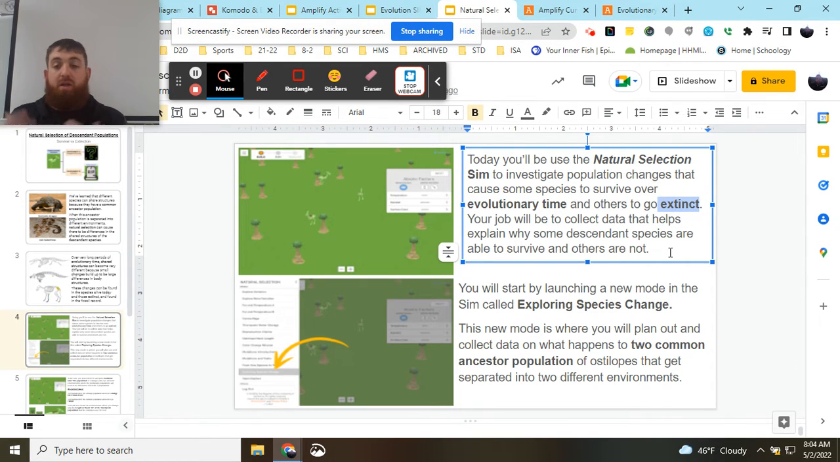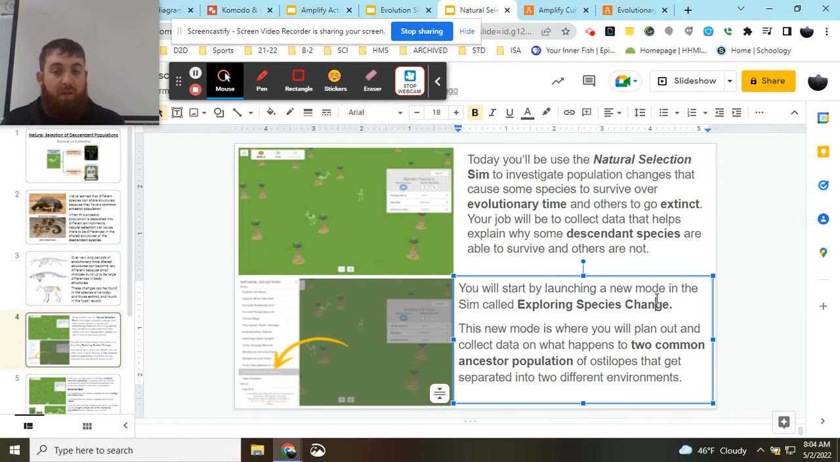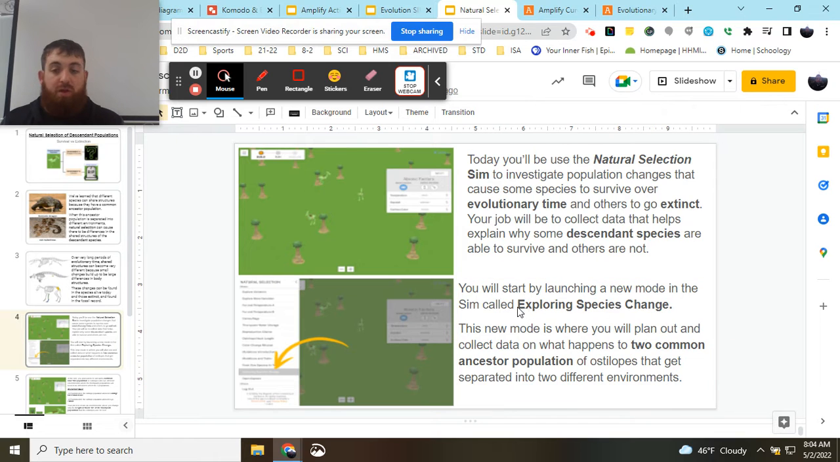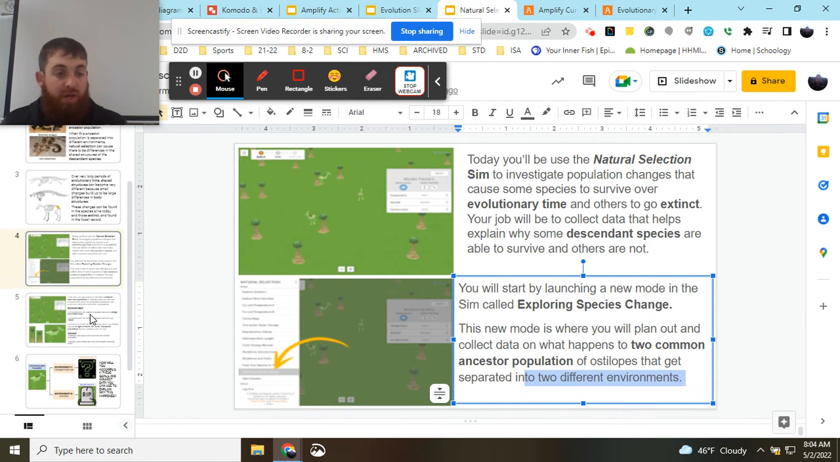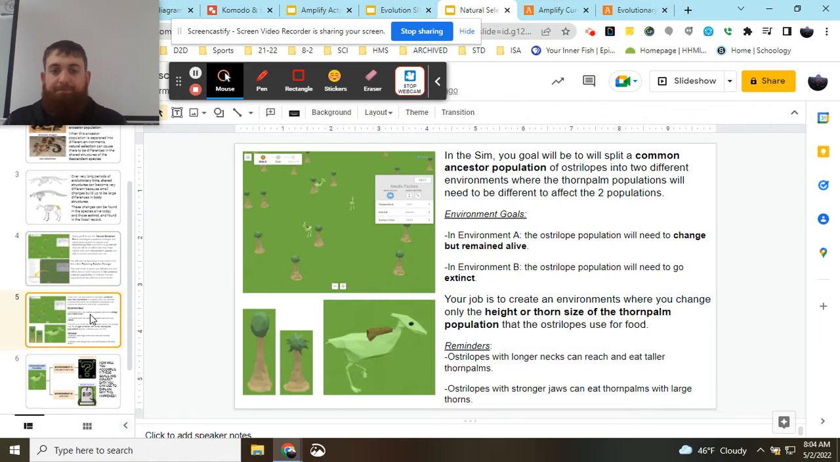Now, your job is going to be to collect data and help explain why descendant species are able to survive and why some aren't. To do that, you're going to be launching what's called the Exploring Species Change mode, in the mode section here. And then when you're in there, you're going to be planning out how to collect data on what happens to two common ancestor populations that are separated into different environments. So, we're going to be splitting them into different environments and causing them to change and go extinct. So, let's take a look.